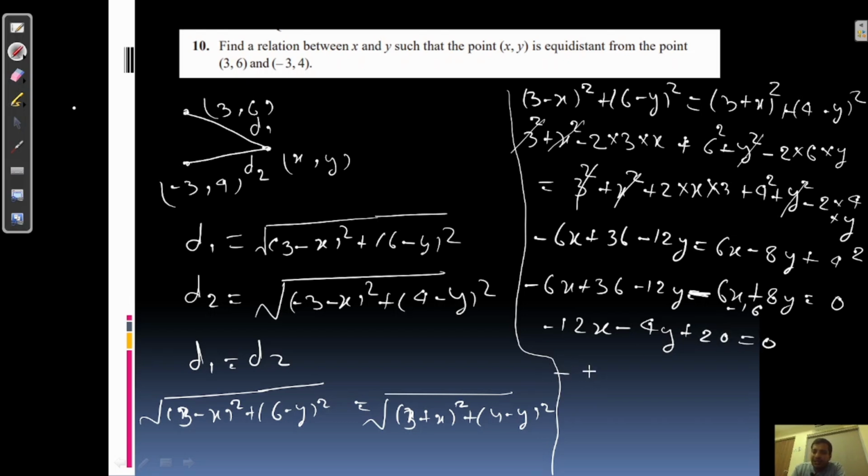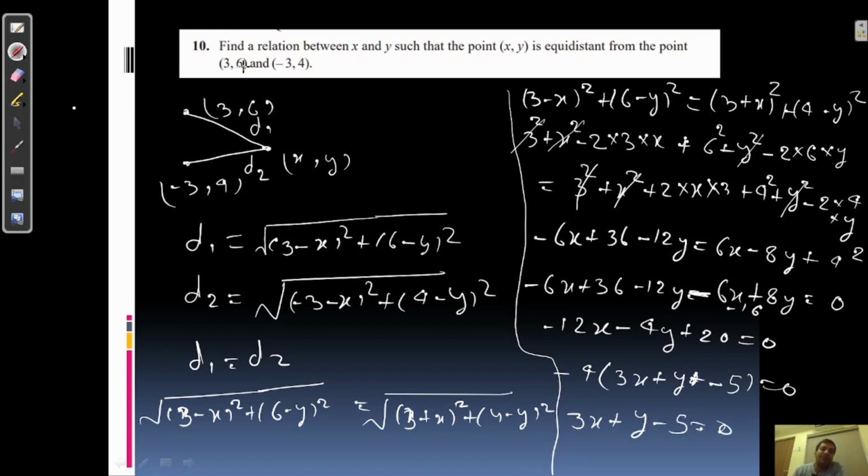Now let us take minus 4 common. Minus has gone common, it will change the sign, and 4 fives are 20, it will become negative, is equal to 0. This minus 4 will go to the division of 0 because it is a multiplication of everything. So 0 divided by any number is 0. So I am having 3x plus y minus 5 is equal to 0.